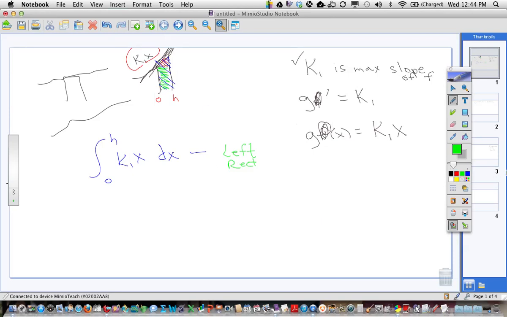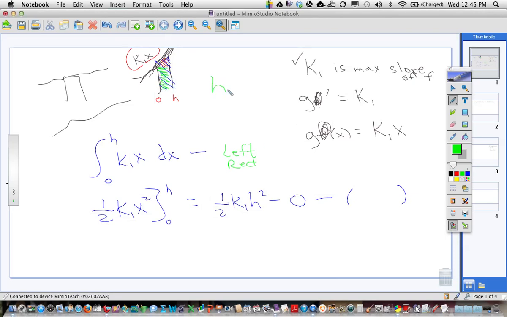All right, so this blue integral we can do pretty easily. K1 is just a constant, so we raise the power up to a 2 and divide by 2, so that'd be 1/2 K1 x squared from 0 to h. Plug in an h, we have 1/2 K1 h squared minus 0. And then we subtract the green. Now what's the green? The green is this left rectangle.